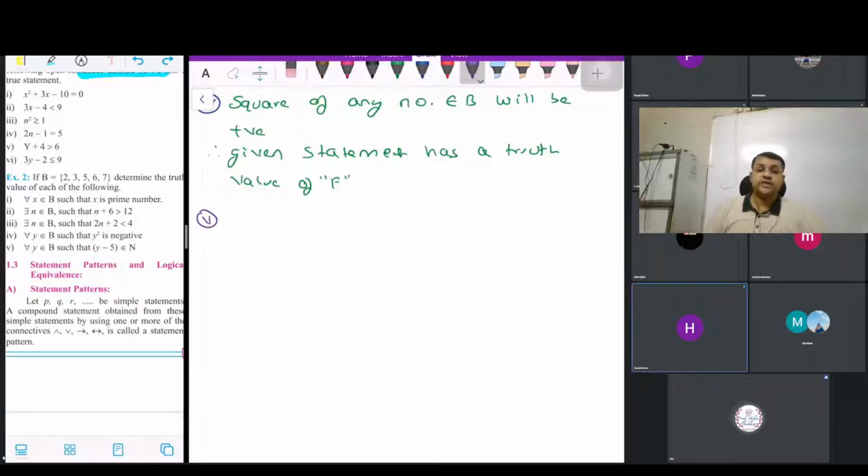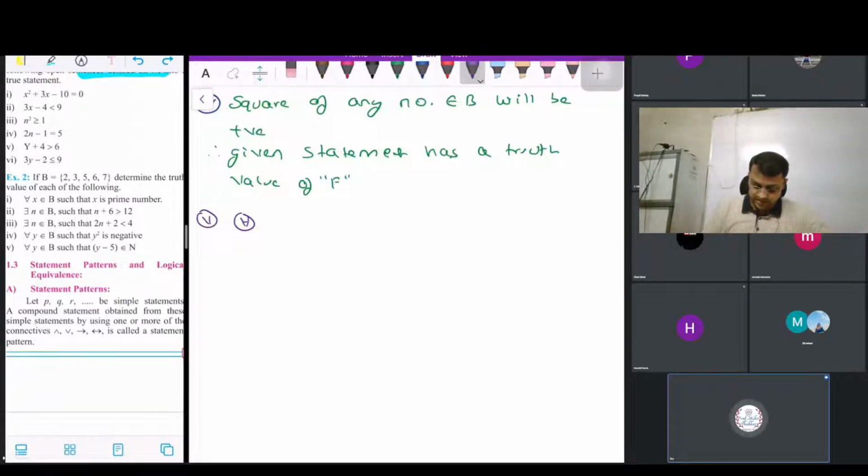Yes. Only 6 and 7 are satisfying this condition. But the symbol that he has used is for all. When the symbol for all is used, all values which are given in the set must be satisfying this condition. So all values are not satisfying the condition and therefore I have to say that it's a false statement.